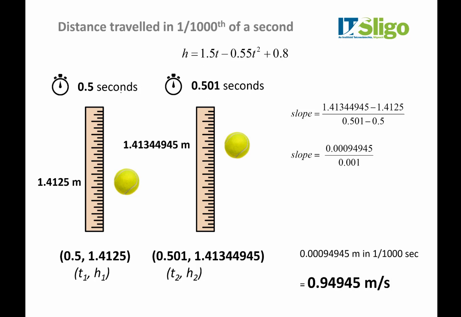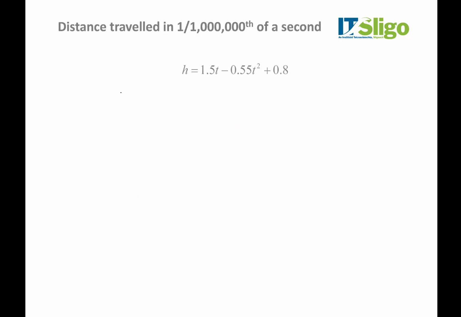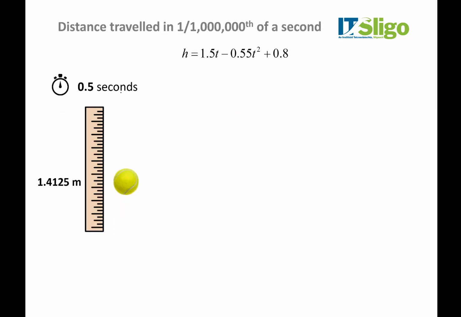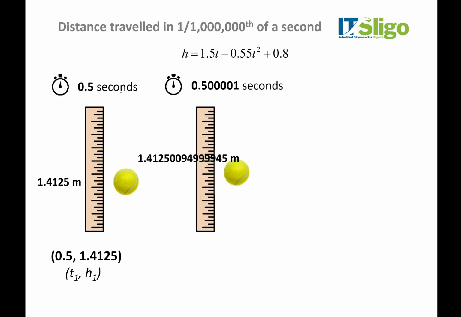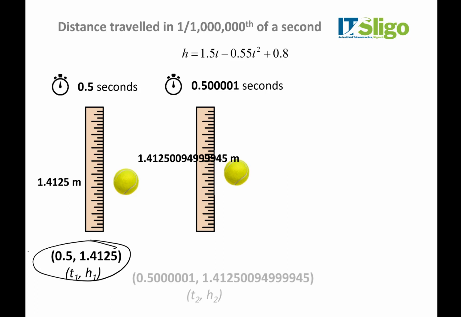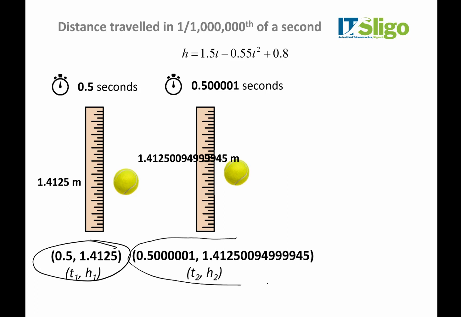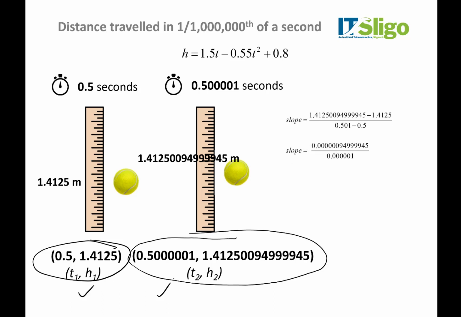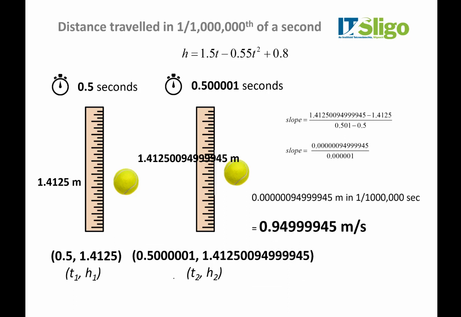So if we go down to 1,000,000th of a second, here's the initial point, our point of interest, and now we move 1,000,000th of a second beyond that. And the ball is here. So the ball, obviously in 1,000,000th of a second, will have moved only a tiny, tiny distance from where it was at this point. This is the new point of interest. The figures are getting a little bit unwieldy now. But again, we get the slope between these 2 points. And we get this value.